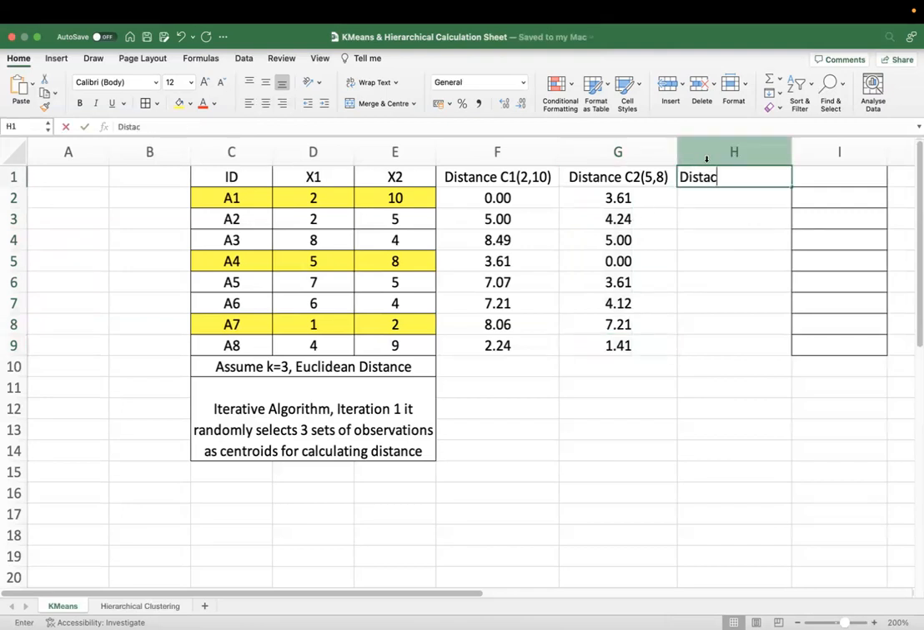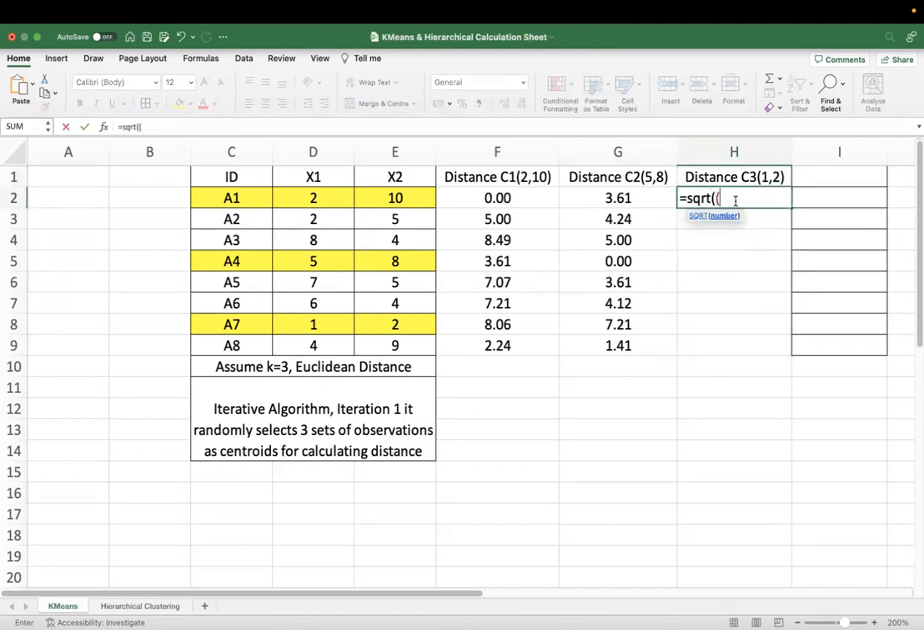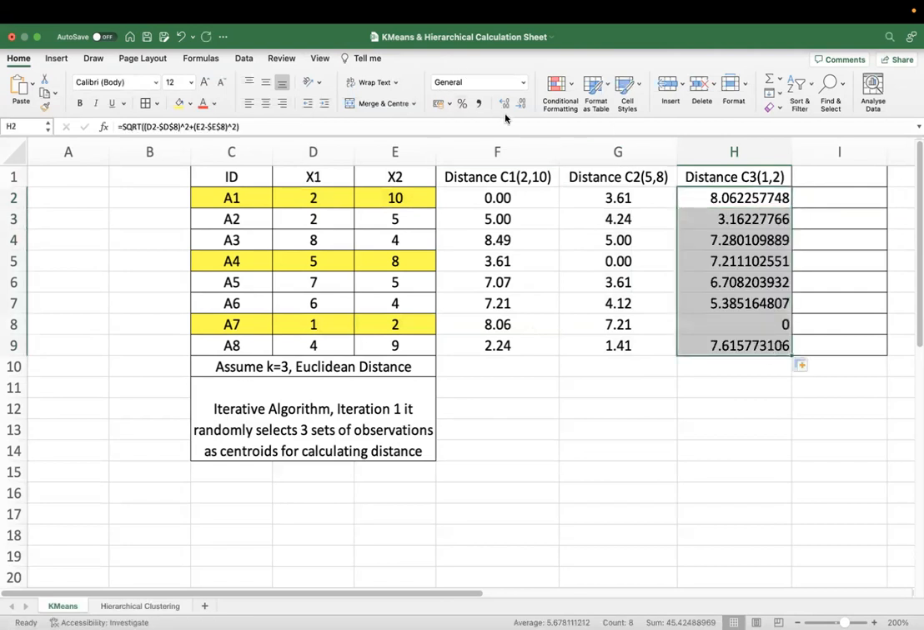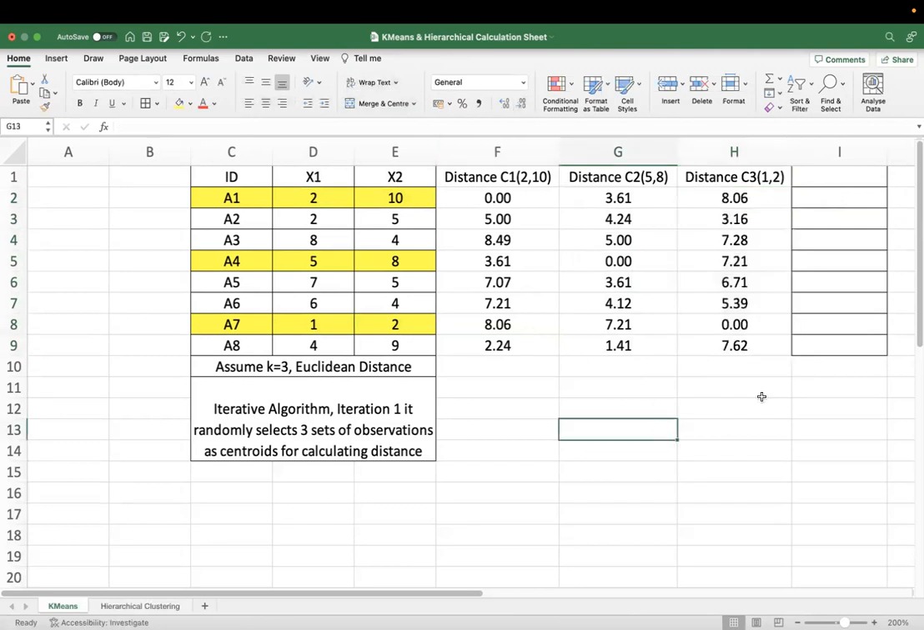Similarly, distance for cluster 3, the observations are 1 comma 2, is equal to SQRT open 2 brackets, 2 minus 1, Fn F4, to the power of 2, plus open bracket 10 minus 2, Fn F4, to the power of 2, close bracket. Two decimals.